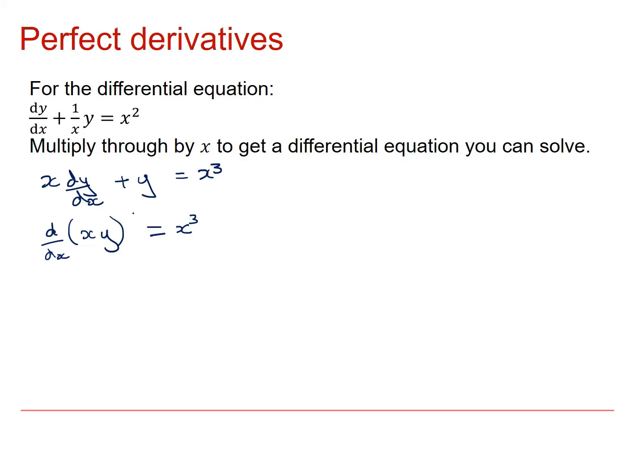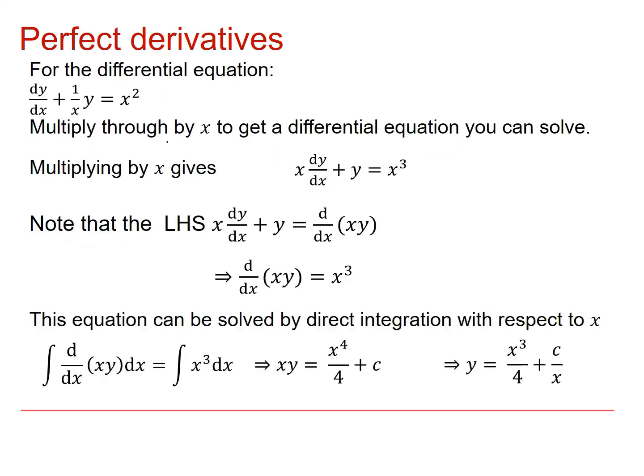And this is something that we can solve just by integrating with respect to x. The left-hand side will become just xy, and the right-hand side will become x to the 4 over 4 plus c. And when I work that through to get y, I will get that y is equal to x cubed over 4 plus c over x. And there it is, tidied up for you.